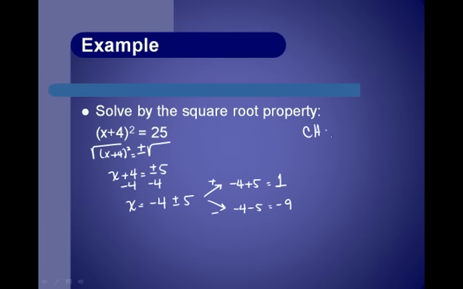Let's check it. If we go back to the original problem and plug in 1, we get 1 plus 4 squared, which is 5 squared, which is 25. That one checks. Let's plug in negative 9. We'd get negative 9 plus 4 squared, which is negative 5 squared, which means negative 5 times negative 5, which is 25. So that just shows you that both solutions check. So we would write x is equal to 1 and negative 9.